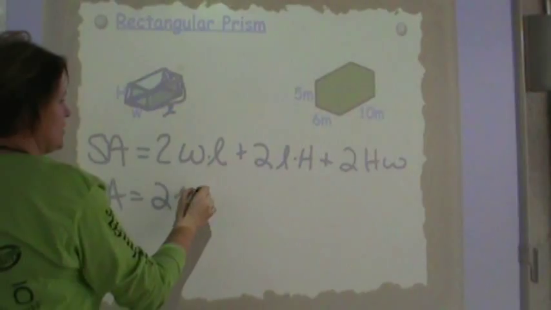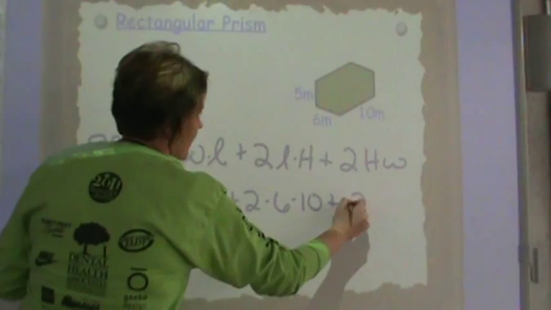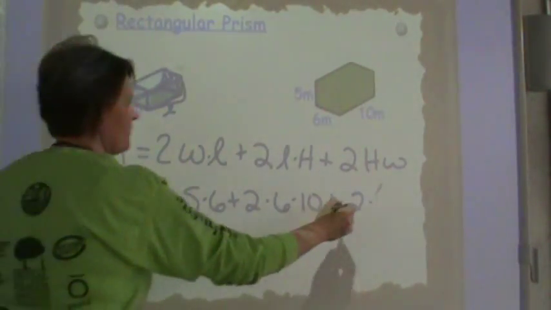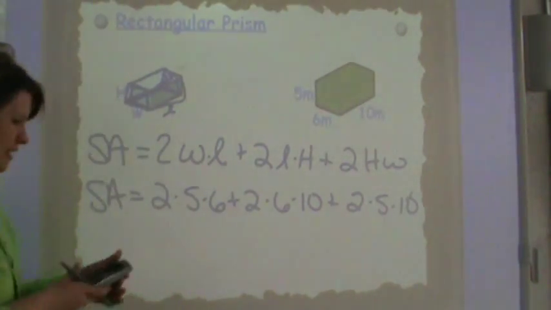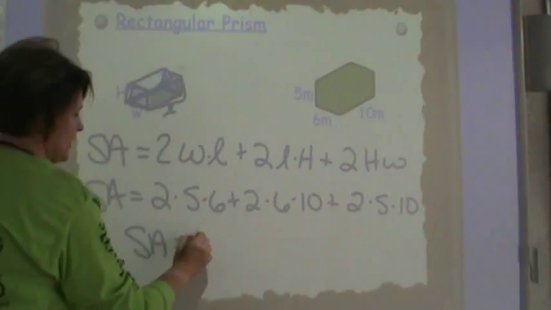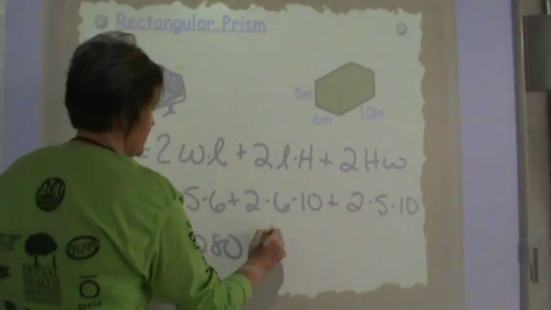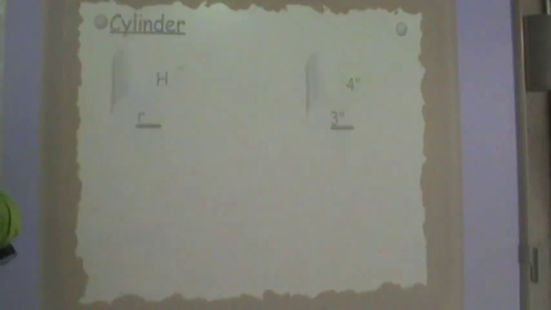Okay, so again, I got 5 and 6, 6 and 10, and 5 and 10. Again, it doesn't matter what order they're in. Just make sure you get all 6 rectangles. So 5 times 6 times 2 plus... Alright, so that should be exactly 280 meters squared. So I did 5 and 6, 6 and 10, and 5 and 10. Okay, good. That's the rectangular prism.